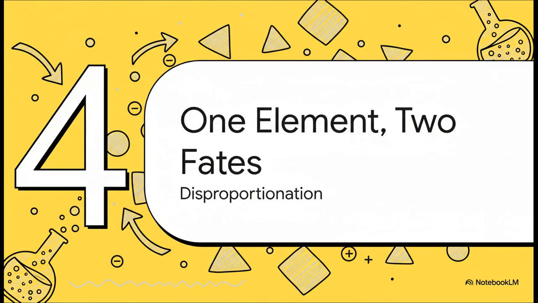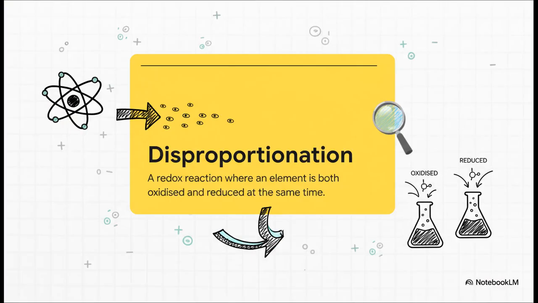Okay, just when you think you finally got all the rules down, chemistry loves to throw in a fascinating curveball. What if a single element could be both oxidized and reduced in the very same reaction? It sounds a little crazy, but it happens. And it has a really cool name. It's called disproportionation. This is a very special kind of redox reaction where some atoms of an element get oxidized while other atoms of the same element get reduced. It's like it's playing both roles in the electron shuffle at the exact same time.